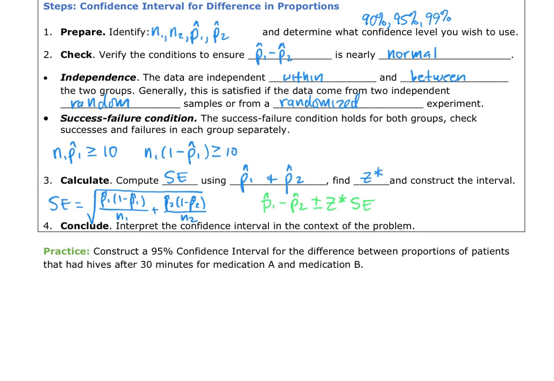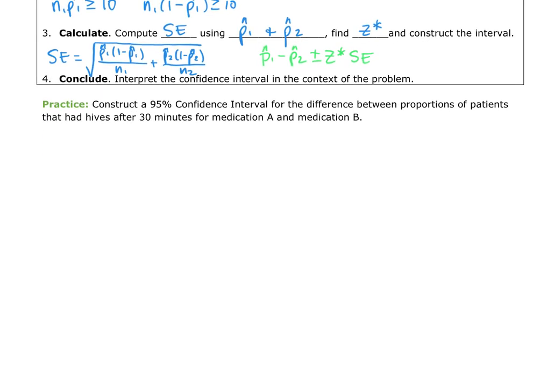So let's practice with the example and construct a 95% confidence interval. We have already identified the sample sizes and the sample proportions, so let's check the conditions. We're going to take n1 times p hat 1, so that's 200 times 0.1. That gives us 20 successes, which is greater than or equal to 10. And we'll check the first sample's failures, so n1 times 1 minus p hat 1, so 200 times 0.9, and that's 180, also greater than 10.